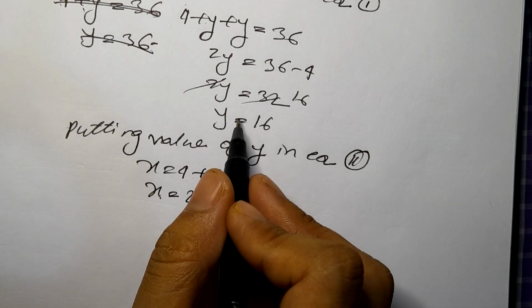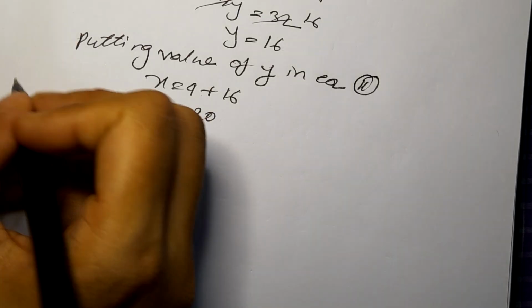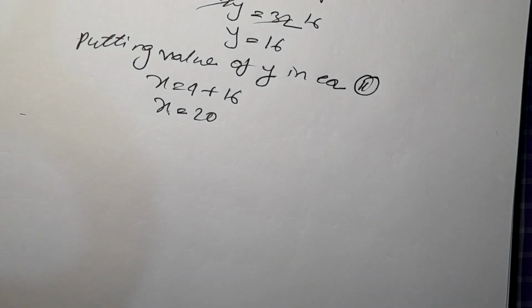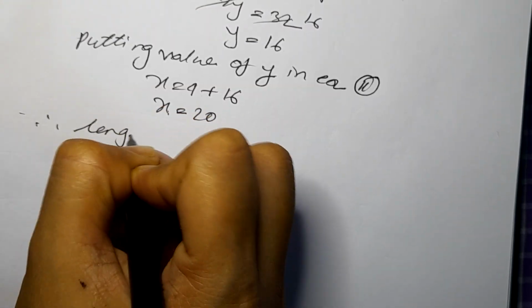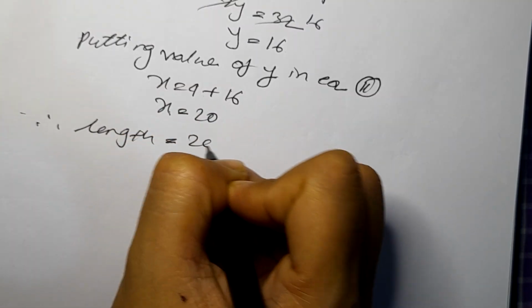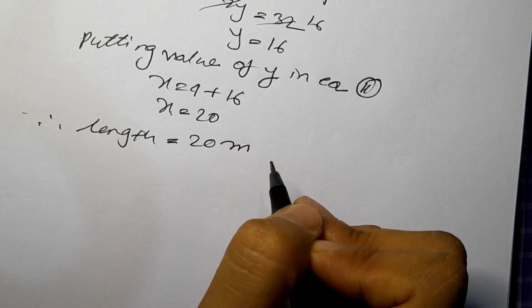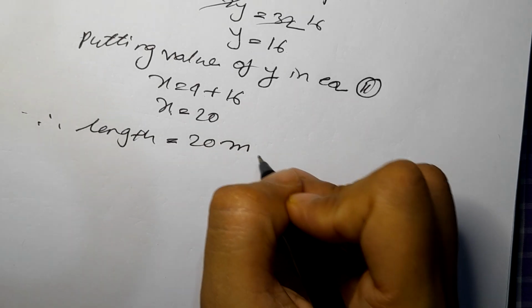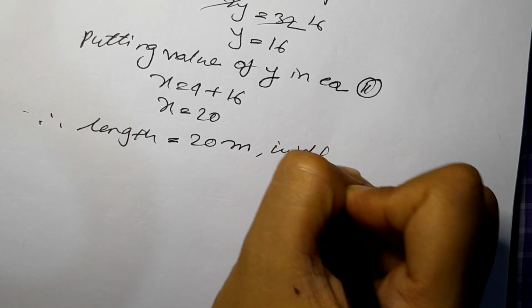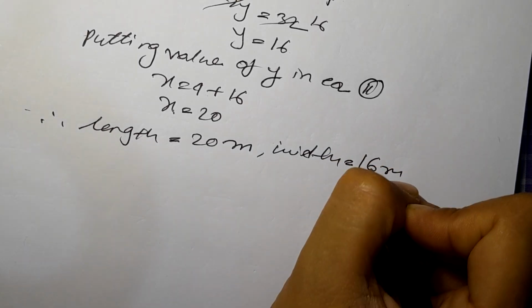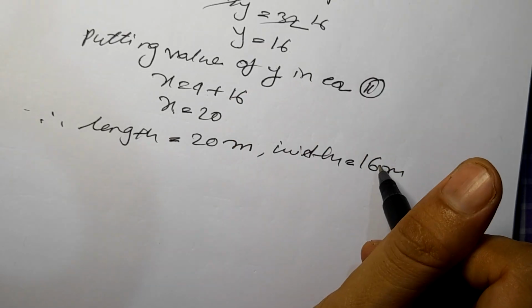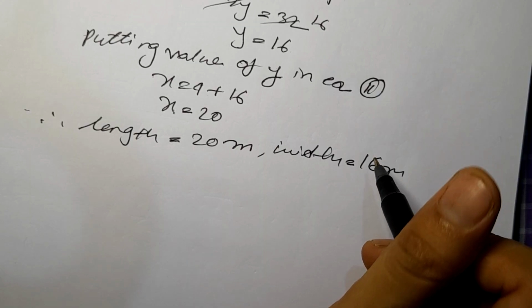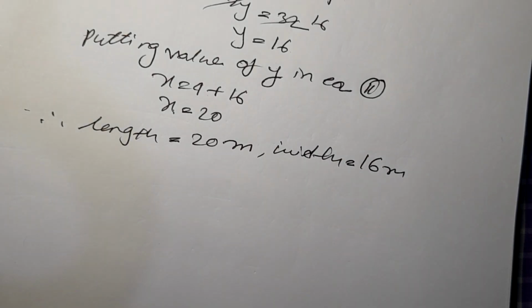So this is the length and this is the breadth. What is the dimension? The length and the breadth of the rectangle are: length is equal to 20, the unit is meter, only dimension in meter. So breadth, width, is equal to 16 meters. See the difference: the length is 4 more than the breadth. So if you add 4 to the breadth, it will be the length. So you got the correct answer.